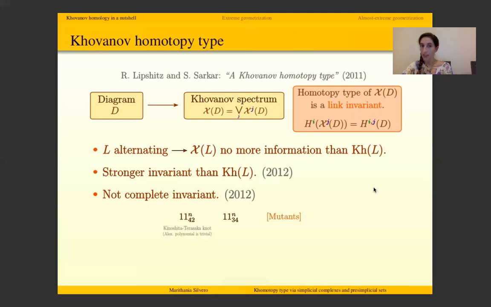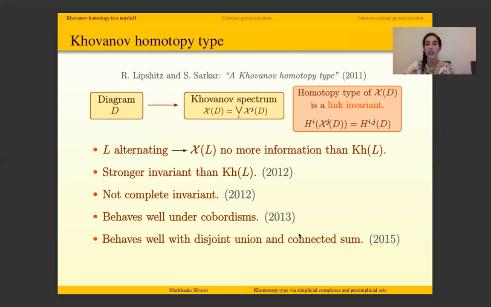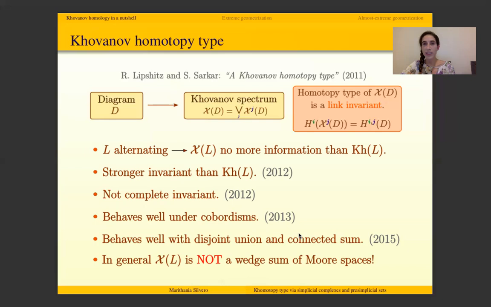For example, those two knots, this is the Kinoshita-Terasaka knot, and this is a mutant of the other one. If we compute their Khovanov homotopy spectrum, their homotopy type is equivalent, okay? So it's not a complete invariant. It behaves well under cobordism, behaves well with disjoint union and connected sum. And in general, this Khovanov homotopy spectrum is not a wedge sum of Moore spaces. So the Khovanov homotopy spectrum is a very powerful link invariant.